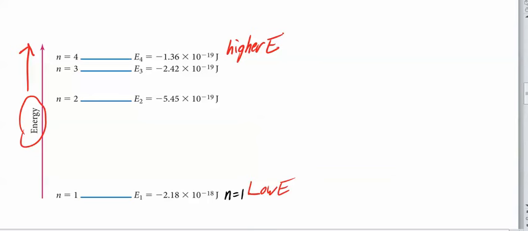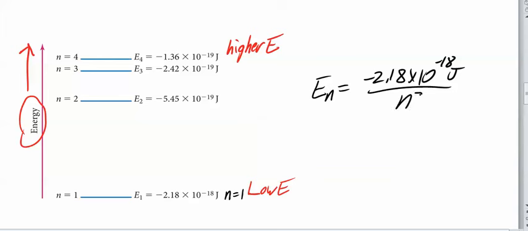And there's an equation in your textbook. E sub n is equal to negative 2.18 times 10 to the negative 18 joules over n squared, where you can calculate these various values of energy, the units of energy in joules, which is where this J comes from. So you can calculate what these energies are.